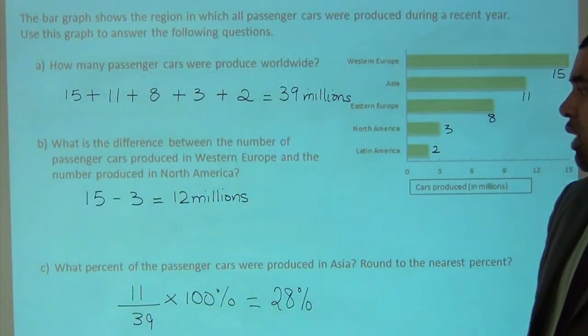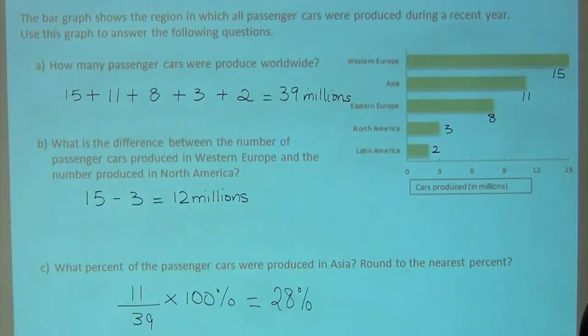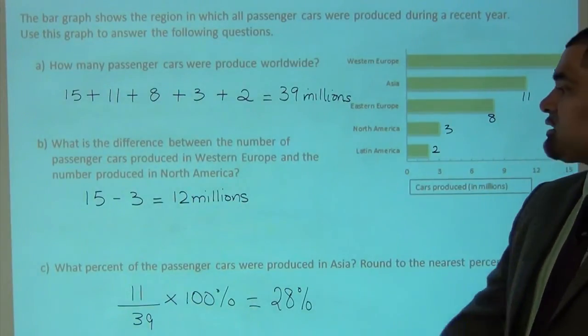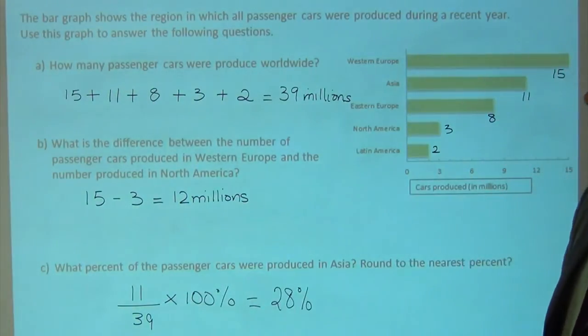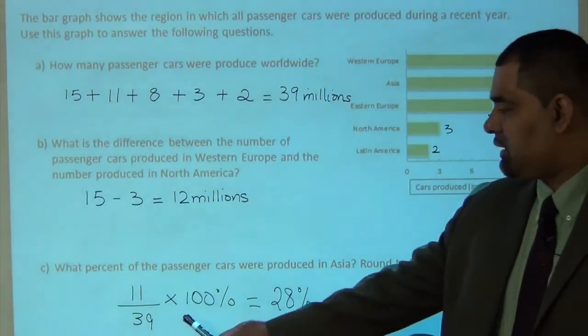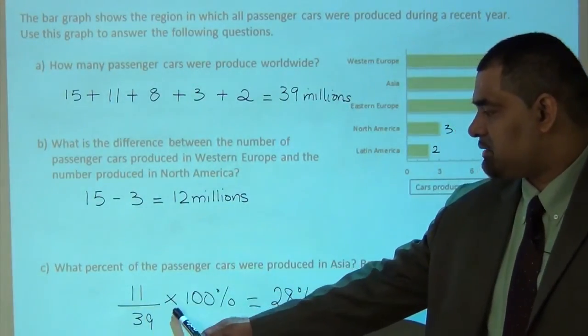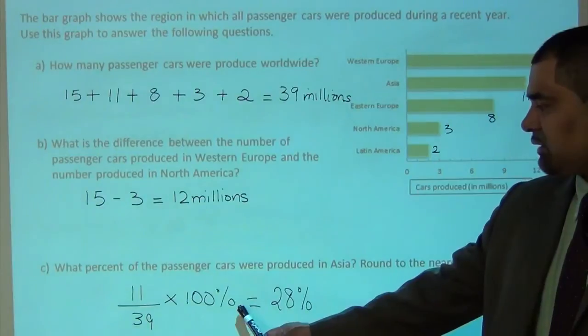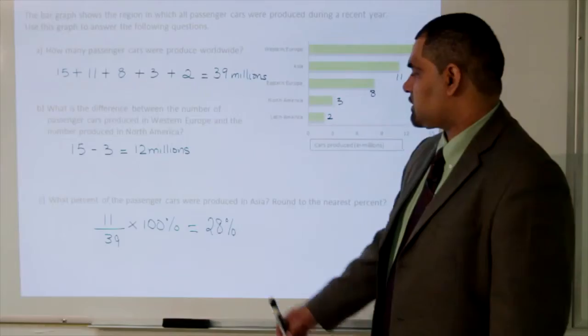And the third, what percent of the passenger cars were produced in Asia? And that was rounded to the nearest percent. So Asia produced 11 million. The total production was 39 million. So it's 11 over 39 times 100%. And after simplifying, we get 28%.